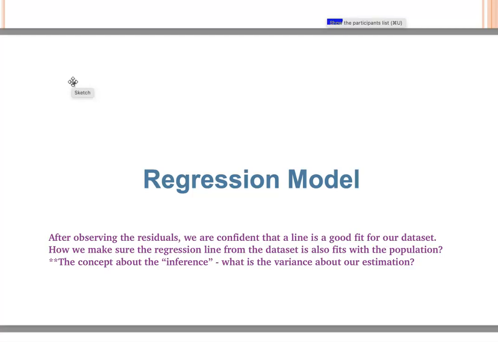But how can we make sure this regression line from the data set we get also fits the population? Remember, in our population, different people get different data sets. So maybe with a different data set, we have a different regression line. That's the concept of inference. As long as we are trying to estimate, what is the variance of our estimation? That's what we want to talk about in this regression model.